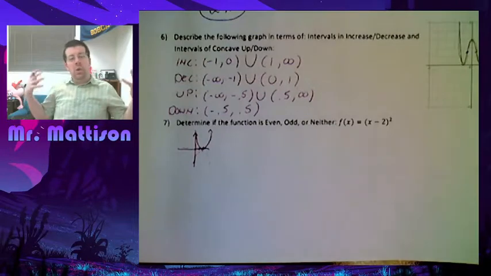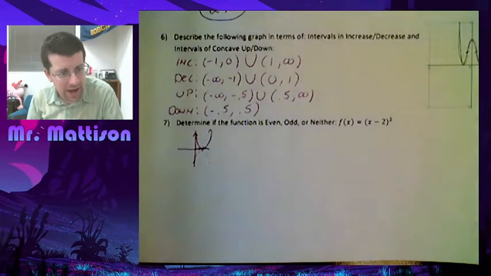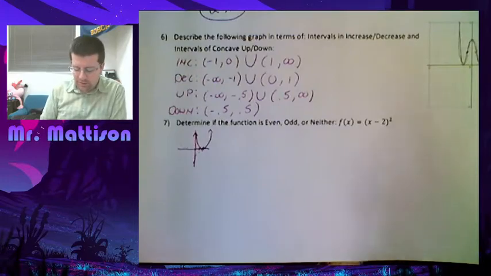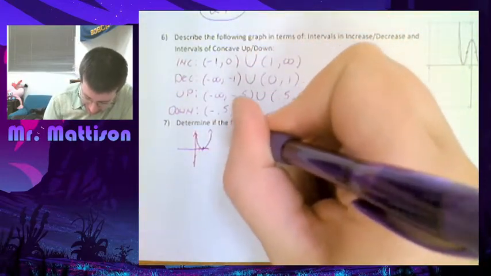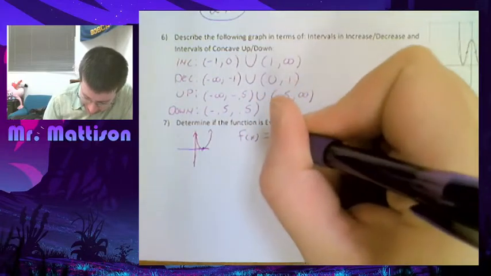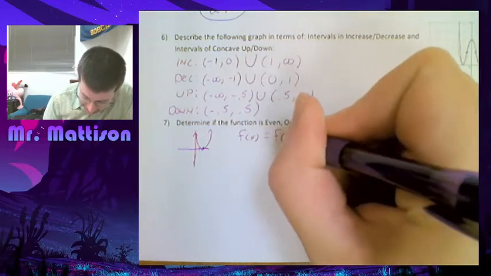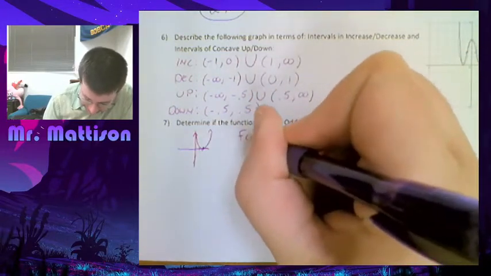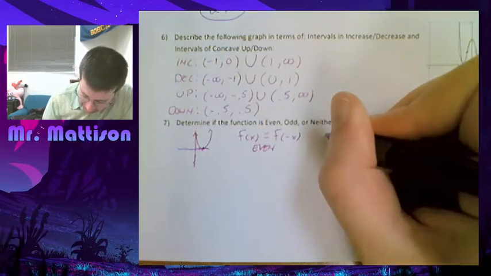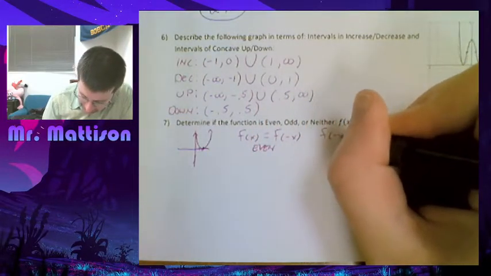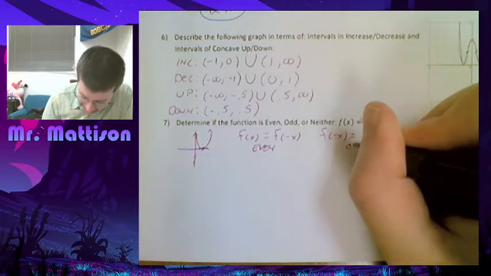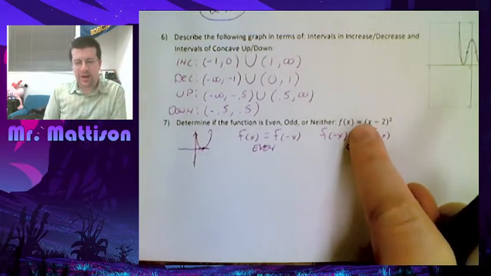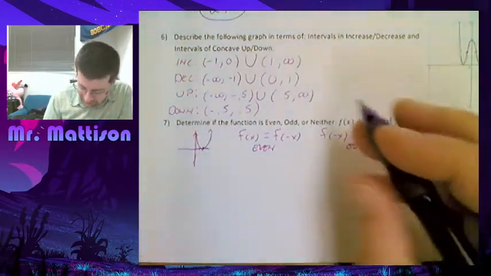But what if I can't do it graphically? What if I don't know how to graph this, right? Well, that's when we've got to do our little test here. If it's even, then f of x is equivalent to f of negative x. That's even. And if we're odd, then f of negative x is equivalent to negative f of x. That would be odd. So I already have f of x. Let's find f of negative x.